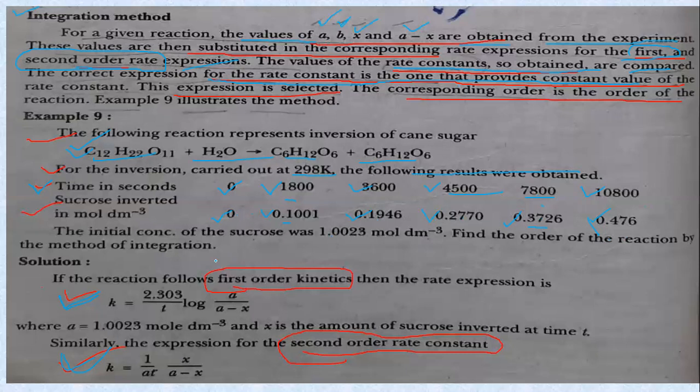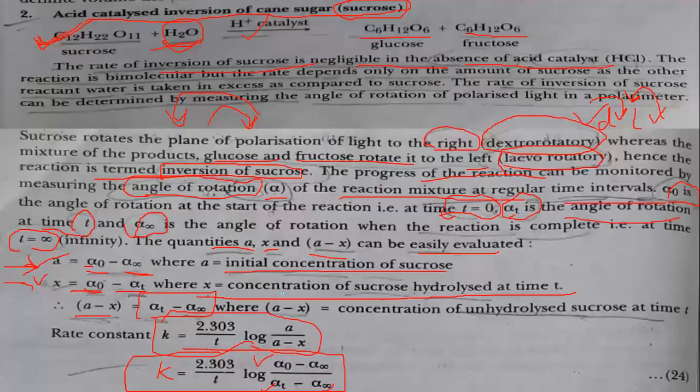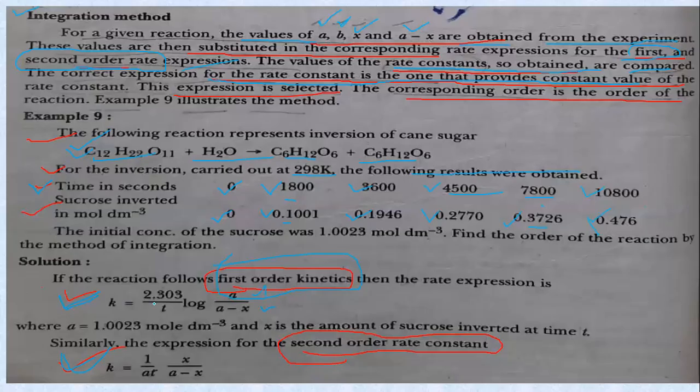From here we are going to find out the value of a, then a minus x, which we have already seen. If you see the slide, from here we know how to find out the value of a, how to find out the value of x, how to find out the value of a minus x, and this is the rate expression for that. You know it very well. As we have the values of a, x and a minus x, we are just going to put these values in the first order rate equation and the second order rate equation. This is the first order rate equation.